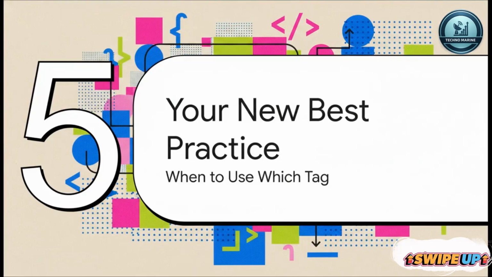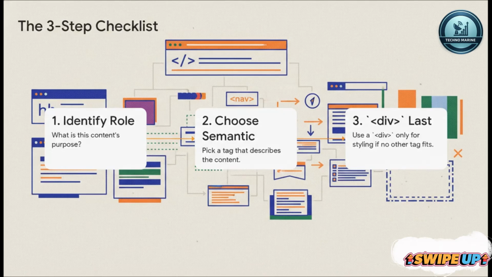Okay, so let's boil all this down into a new best practice. A clear, simple way of thinking that's going to make your code so much better, starting right now. It's really just a simple 3-step checklist. First, before you even type a tag, just stop and ask, what is this content's actual job? Is it a header, a main article?